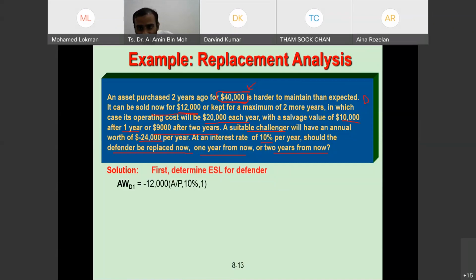Sir, I have one question. Yes, Darwin. Now the question says 1 or 2 years. Let's say it's more than that, maybe 4 years. Sorry, you mean the question here? Yeah. With 4 years and above or 5 years and above, do we need to include the initial cost?